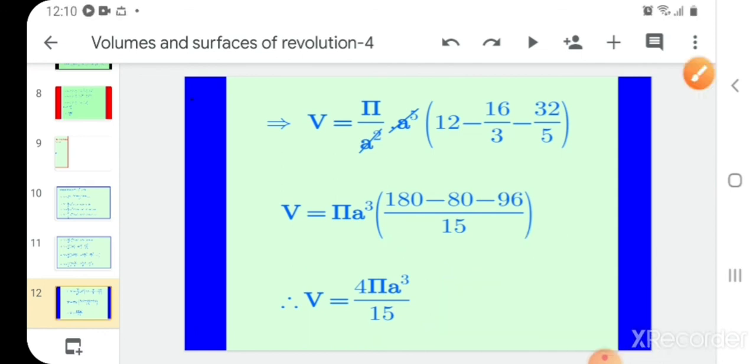Is it clear? First we should learn the integral formulas. After practicing integral formulas, we can easily solve these problems. Without knowing integral formulas, we can't do even a single step.